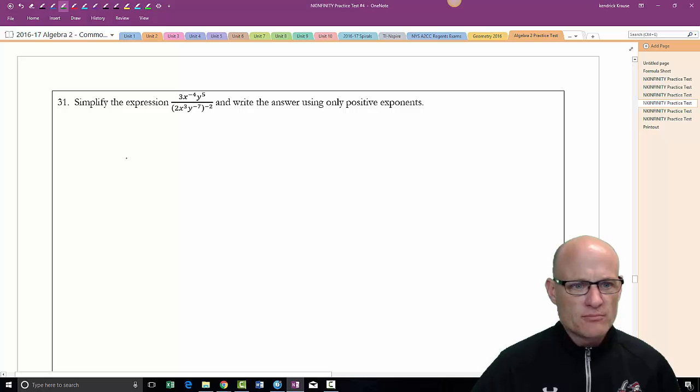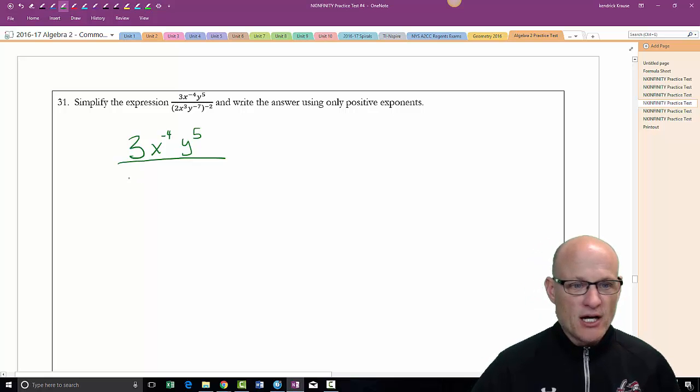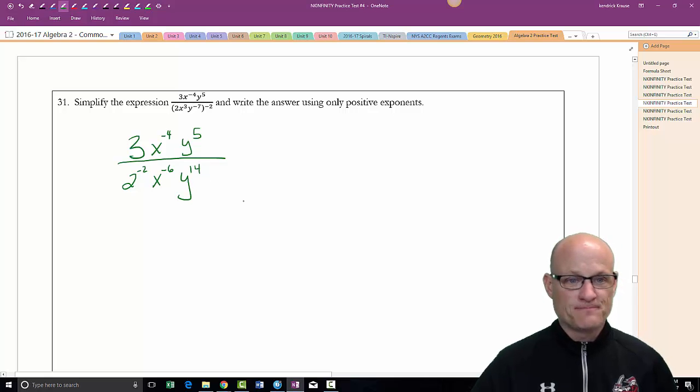All right, so the numerator is going to be 3x to the negative 4. I think the mailman just went by, or perhaps a leaf fell out of the tree, and that's why my dogs are barking like crazy. This is 2 to the negative 4, 2 to the negative 2. Let's just do that. X to the negative 6, y to the positive 14.